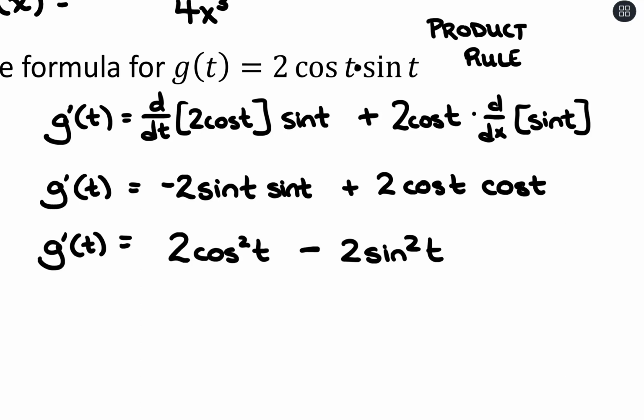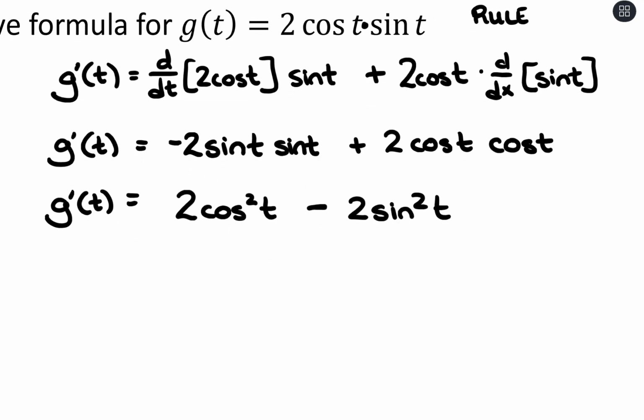Now, a common mistake that comes up here is seeing cosine squared and sine squared. You like to think, ooh, Pythagorean identity, we can make a substitution. Not with subtraction between them. With subtraction between them, we're going to be stuck just like that. We could factor out a 2, but that's about as far as we could go there.